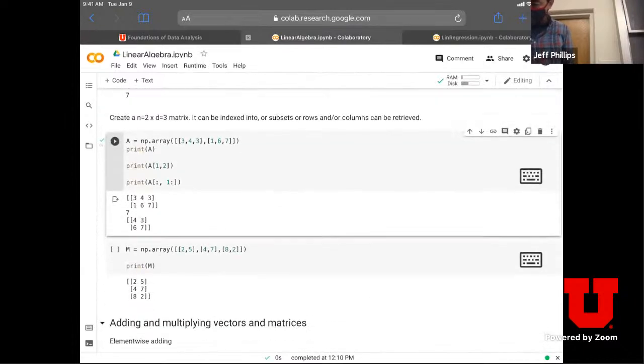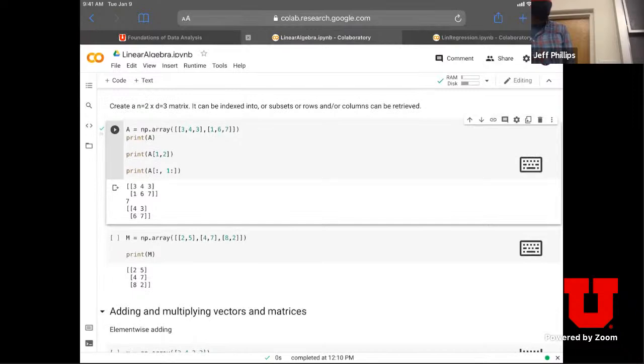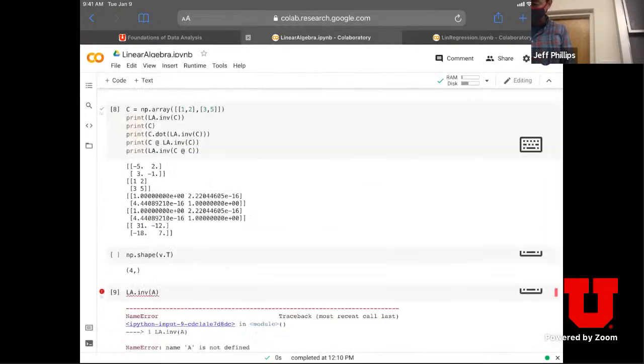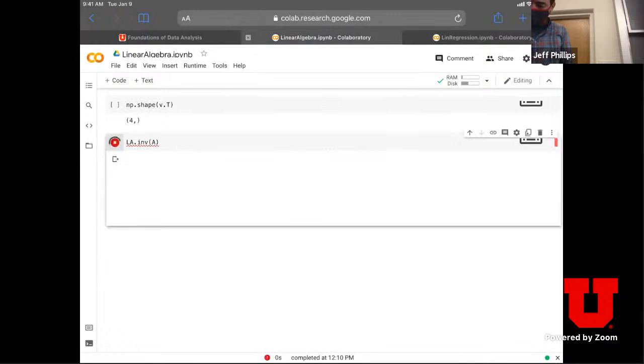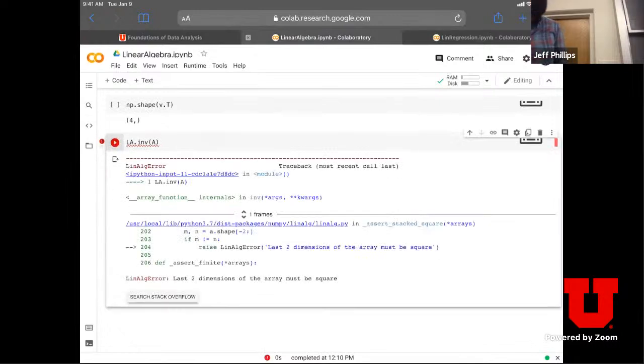So A is a 2x3 matrix, right? Okay. So what does it say? It says must be square. Yeah, it says must be square. It's because it's not square. Okay. Yep.